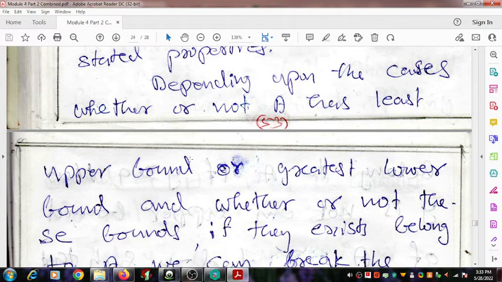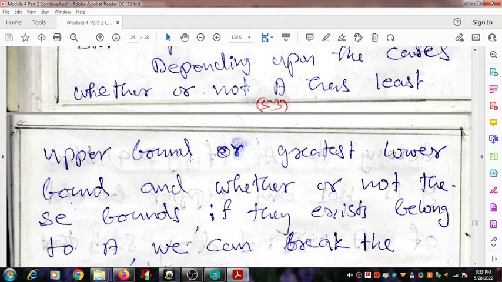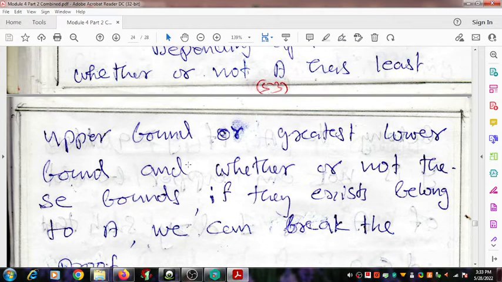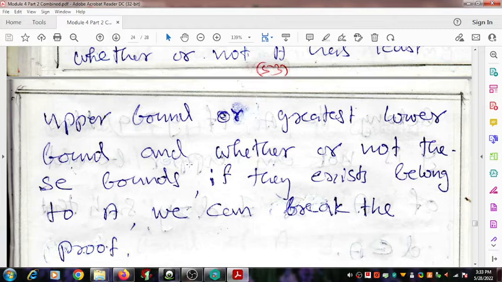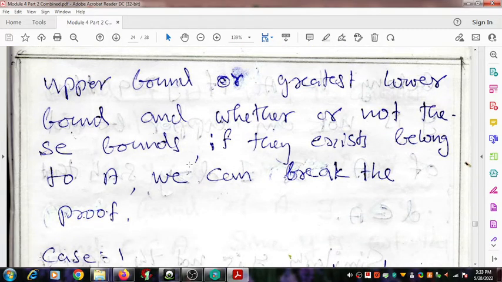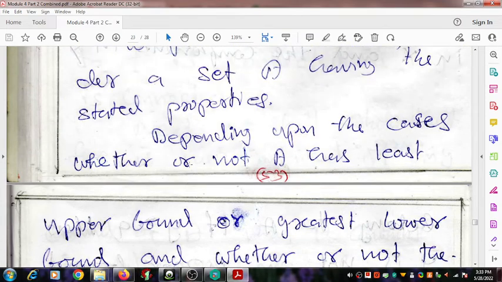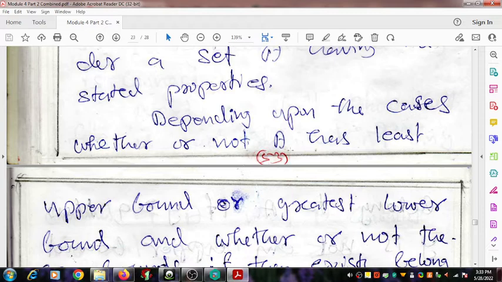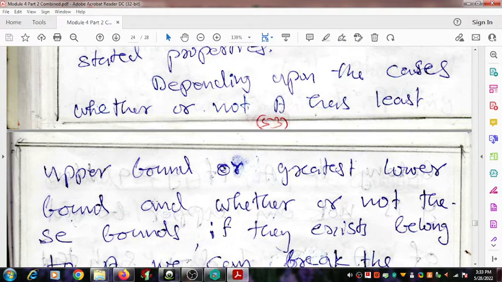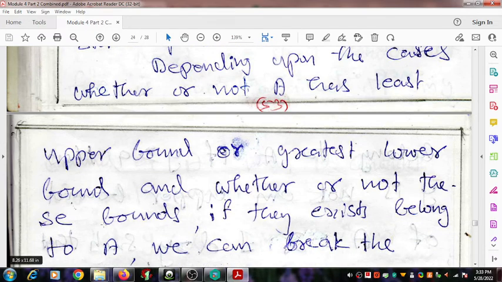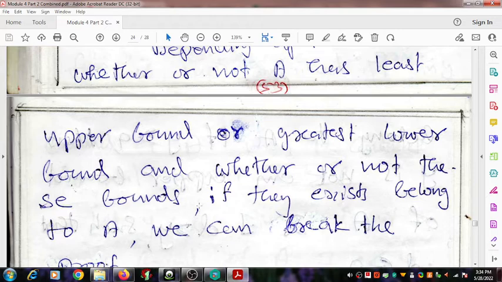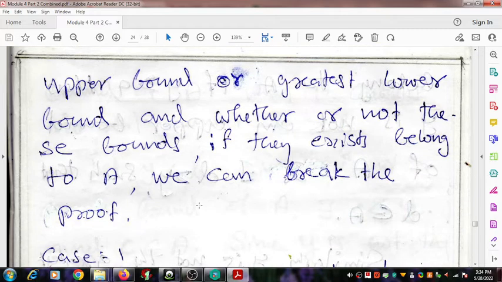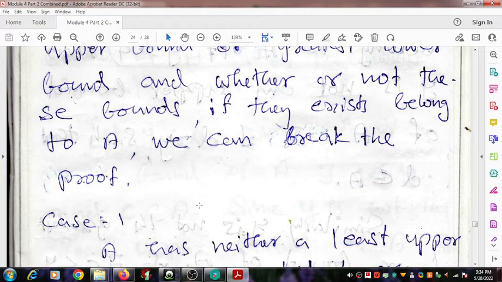Depending upon the cases whether or not A has a least upper bound or a greatest lower bound, and whether or not these bounds, if they exist, belong to A, we can break the proof into different cases. I repeat: only if these bounds actually exist do we want to think about whether they are present in the set A or not.